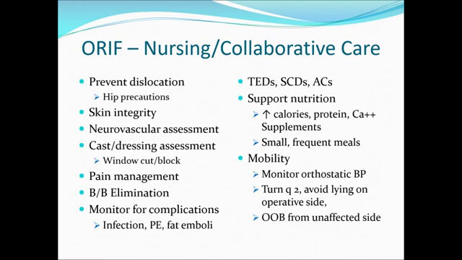Bowel and bladder elimination. Again, they're going to be at higher risk for constipation just simply because of the surgery, the anesthesia, the post-op opioids, the decreased mobility. Bladder: you need to make sure you're getting them up, putting them on the bedside commode, on the toilet, gentlemen helping them stand for urinary elimination. If they're trying to pee on a bedpan, they're likely not going to have complete emptying of that bladder. And you want to monitor for complications: infection, pulmonary embolism, fat embolus. We'll talk a little bit more about that in a minute.